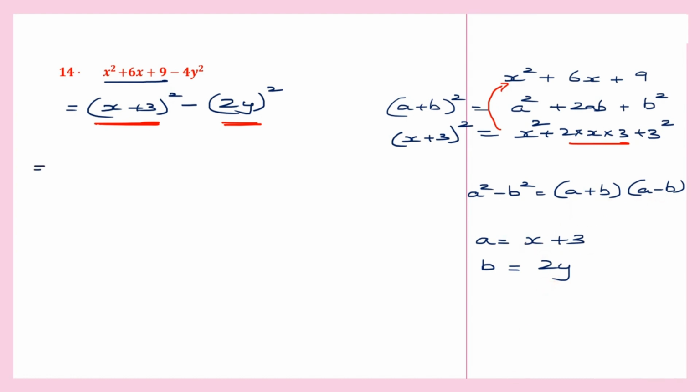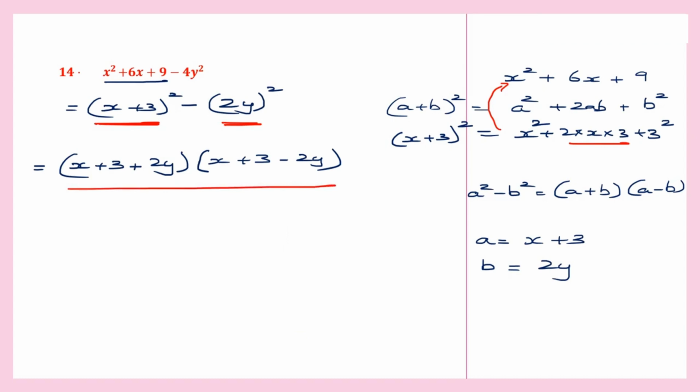So let's write this. So a plus b will be, a is x plus 3 plus b, and b is 2y, into a minus b. And what is a? X plus 3 minus b is minus 2y. Now this cannot be simplified further, isn't it? So this will be our final answer. X plus 3 plus 2y into x plus 3 minus 2y.